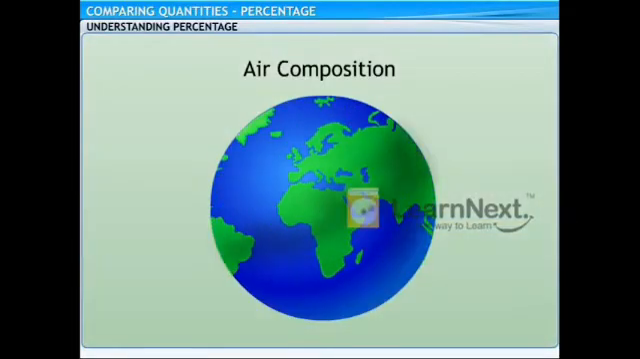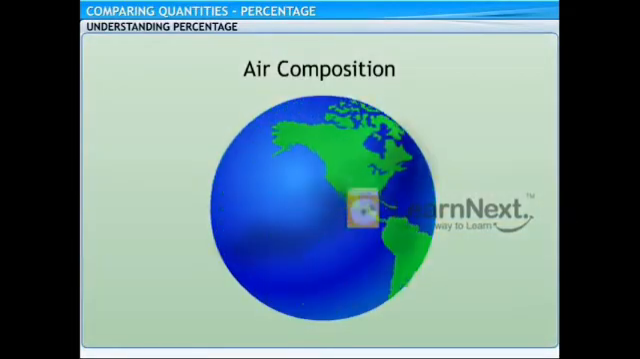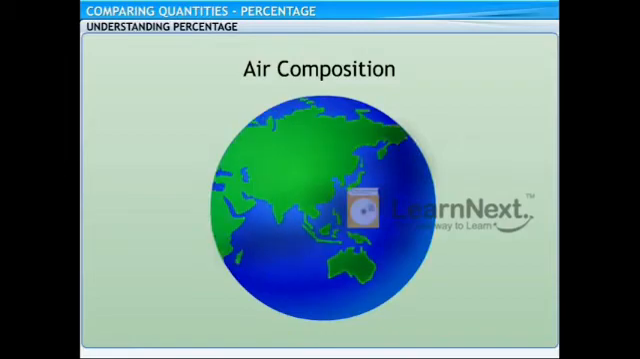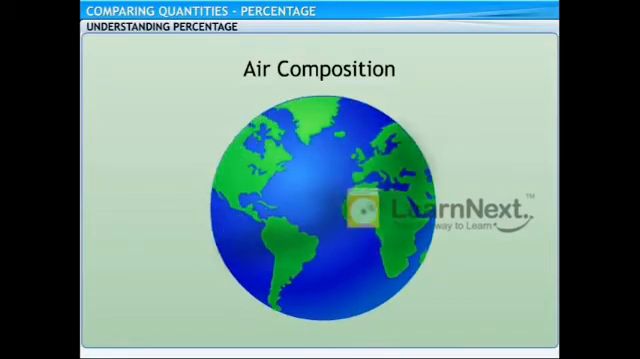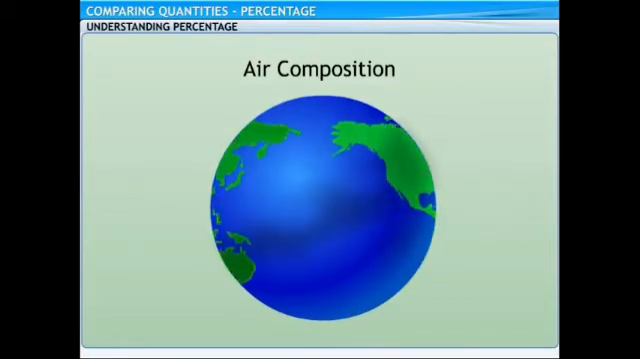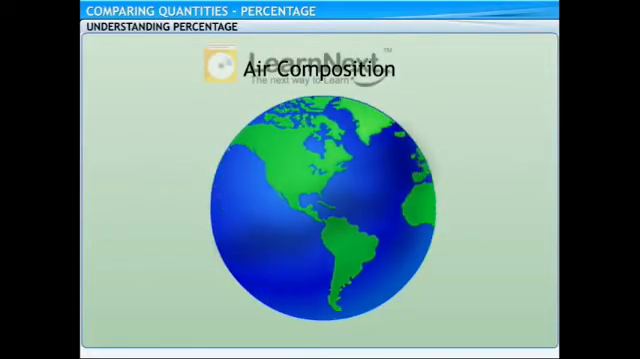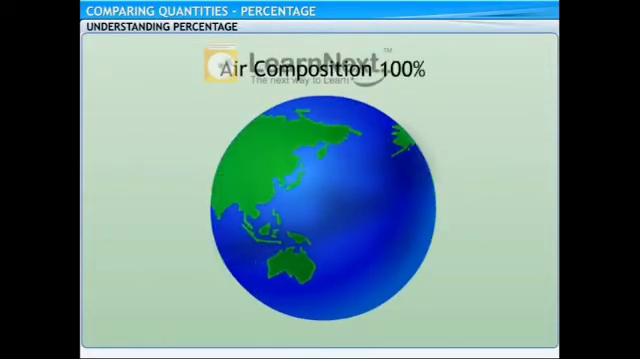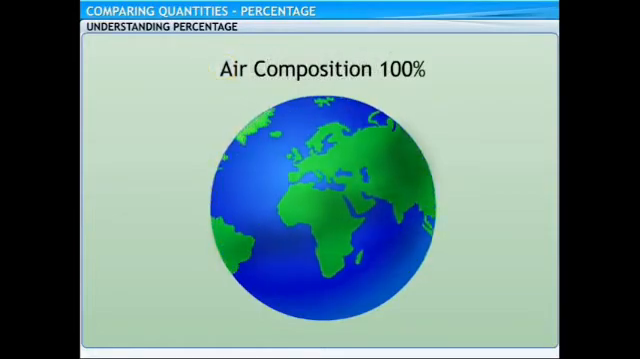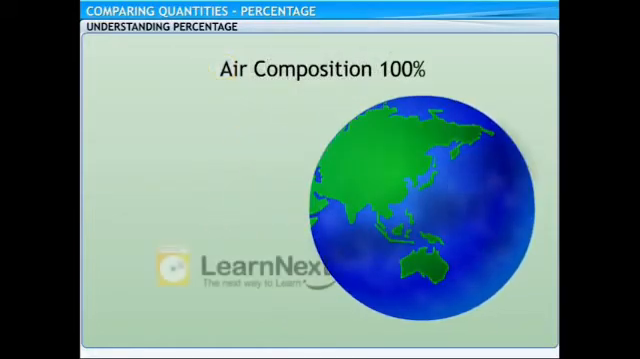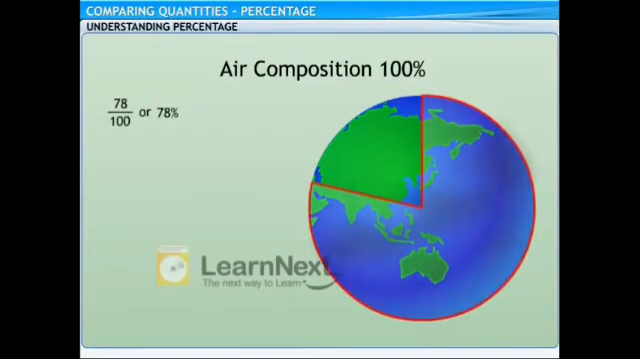The concept of percentage can be explained using the example of air composition. Look carefully. Air is made up of many gases. This image assumes that all the gases of the atmosphere, if combined together, form 100 parts. If the total air composition is 100, then 78 parts out of 100 parts, or 78% of the total air composition, is formed by nitrogen.